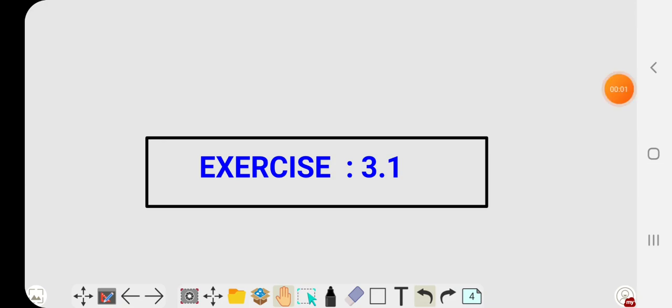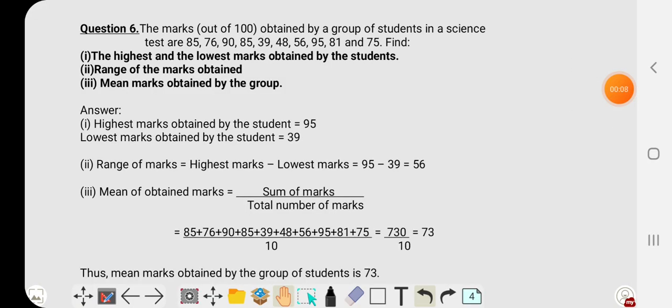Hello students, today we are going to do the rest of the questions of exercise 3.1. Question number 6: the marks out of 100 obtained by a group of students in a science test are 85, 76, 90, 85, 39, 48, 56, 95, 81 and 75. Find the highest and the lowest marks obtained by the students.